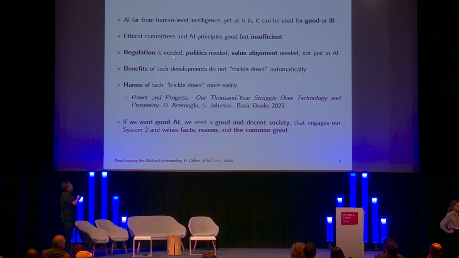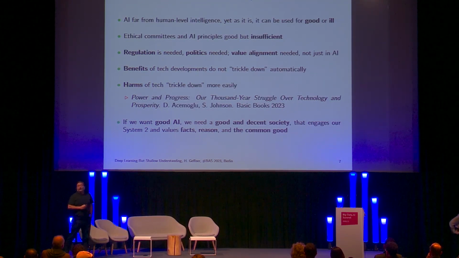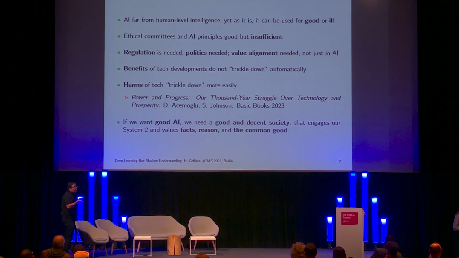Regulation is needed, politics is needed, value alignment is needed, but not just of AI. There are many other things that have to be aligned, so that technology will play for societies, and not just for the economy or some of the people managing the economy. Normally we talk about the benefits of technology, but the benefits do not trickle down automatically to everyone else. I would say that the harms sometimes trickle down more easily.